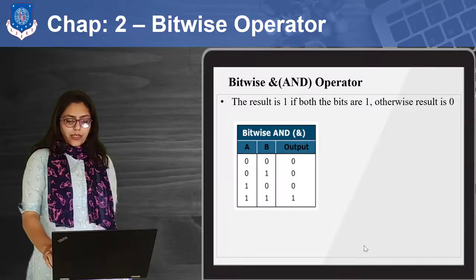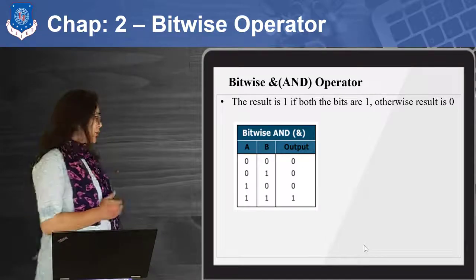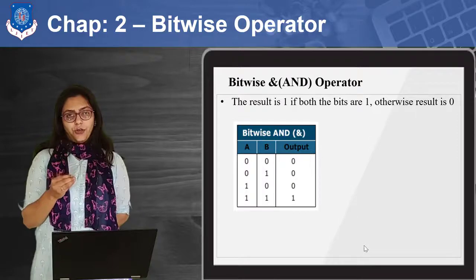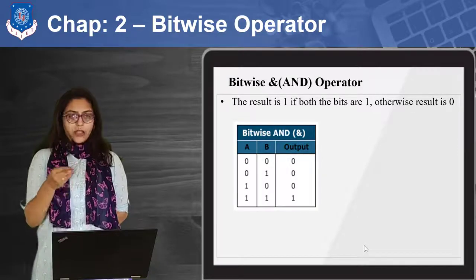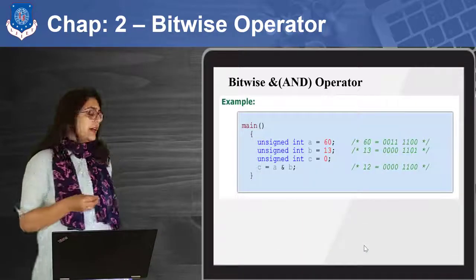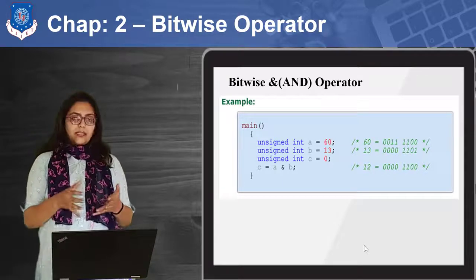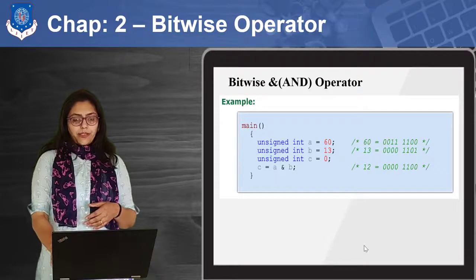So for the AND operator, you can see the truth table over here. If any of the bits is 0, at that time the output will be 0. Otherwise, if all the bits are 1, then only you will get answer 1. That is called the AND operator. In a similar way the bitwise operator works between bits.